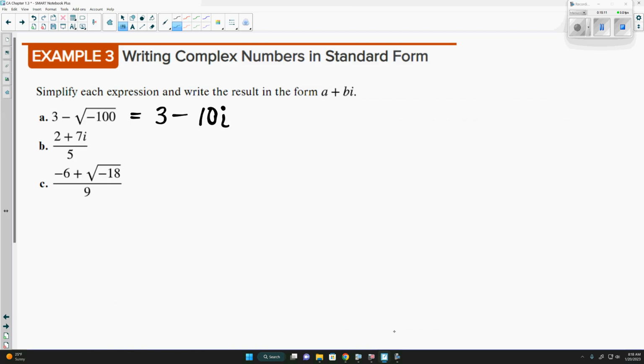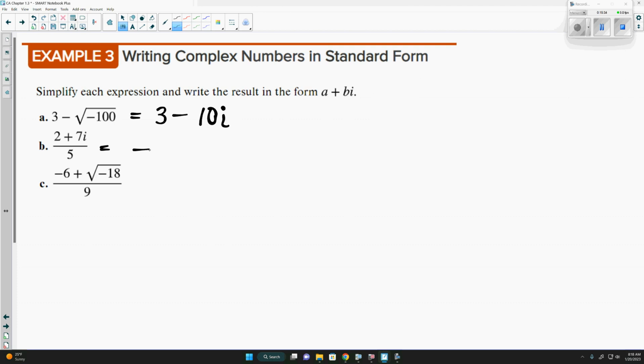Now, we can move on to the second one, 2 plus 7i over 5. On a whole, these aren't that bad because they've already kind of done everything for us. We don't have to simplify the denominator. All they're asking us is to split it apart. Because if we take two fractions and add them together, if the denominators are the same, we add the numerators, yes? Almost doing the same thing in reverse.